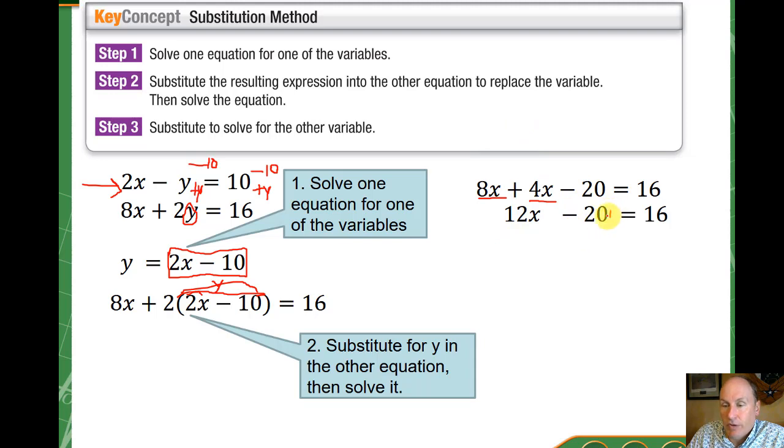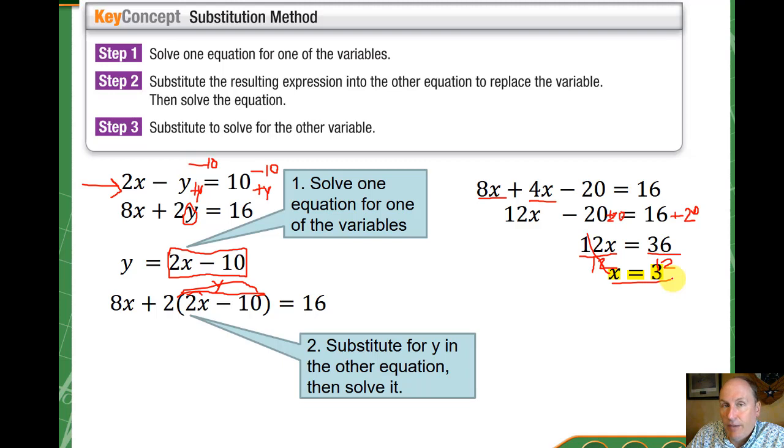And so from there, we're really just 2 steps away from understanding what x is. We're going to use the addition property of equality, add 20 to both sides, which gives us 12x equals 36. Now we're going to use the division property of equality to isolate the x, dividing everything by 12 on both sides, which cancels out the 12 because 12 divided by 12 is 1. We get x equals 3. Now we're not done, but that is half of the solution to this system.